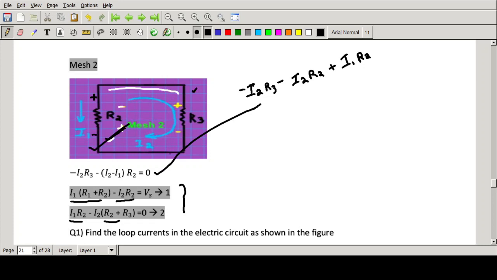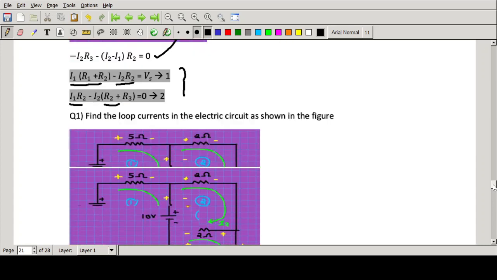With two meshes and two currents, it is very easy to solve the equations. But when the number of meshes increases, the equations get more complicated. At that time we have to go for something called matrix analysis, which we will discuss later. Now let's try to solve one problem using this method. So consider this particular circuit.